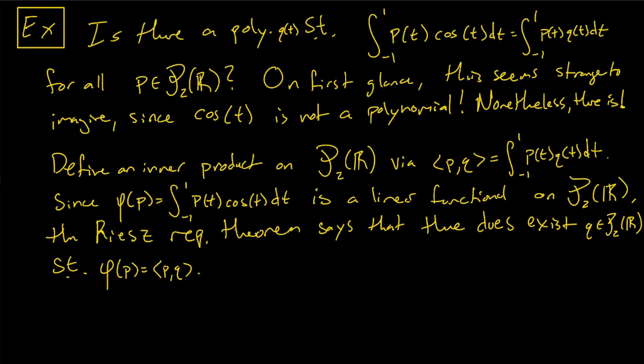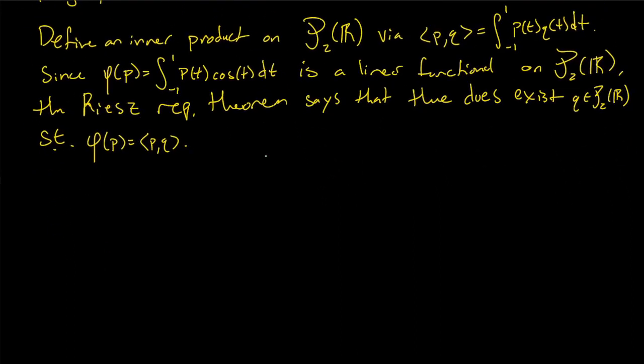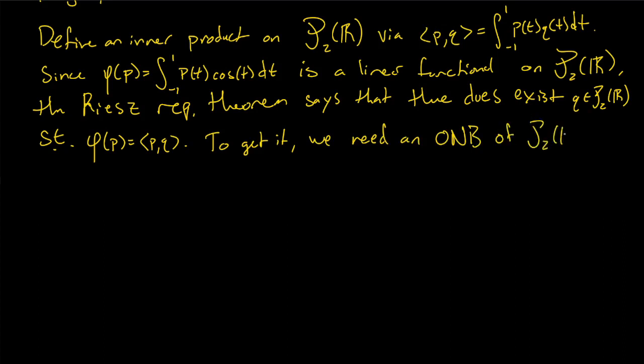Well, okay, I was going to grab one for you and just write it down really fast. But actually, now that I think of it, I paused the video really quick so I could remind myself of the exact calculations. Let's actually just derive one. So, to get it, we need an ONB, orthonormal basis, of P2R. Call it E1, E2. What dimension is P2? I would say that it's dimension 3, right?